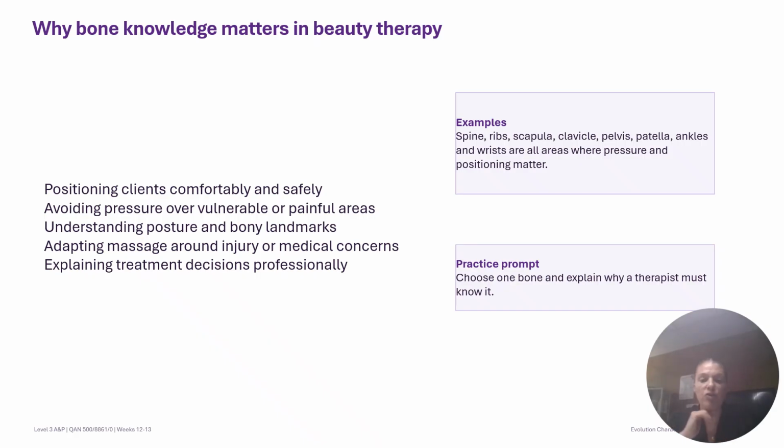So when bone knowledge matters in beauty therapy: positioning clients comfortably and safely, avoiding pressure over vulnerable or painful areas, understanding posture and bony landmarks, adapting massage around injury or medical concerns, and explaining treatment decisions professionally. Examples: spine, ribs, scapula, clavicle, pelvis, patella, ankles, and wrists are all areas where pressure and positioning matter.